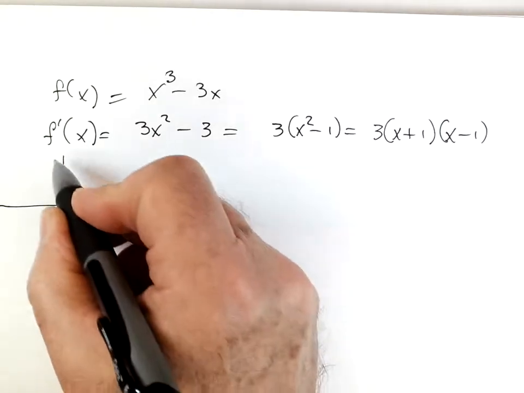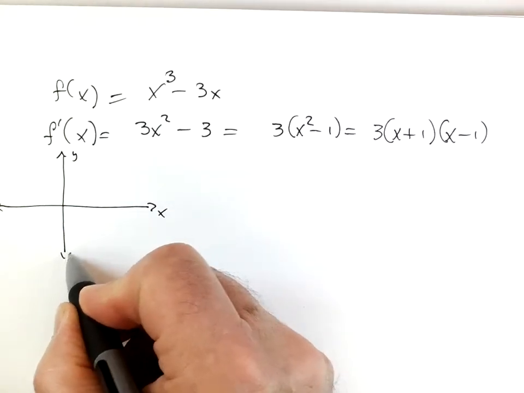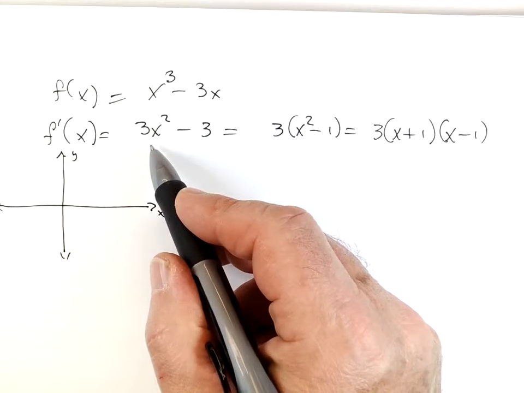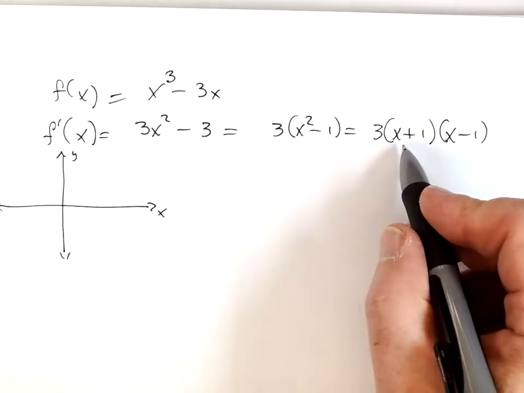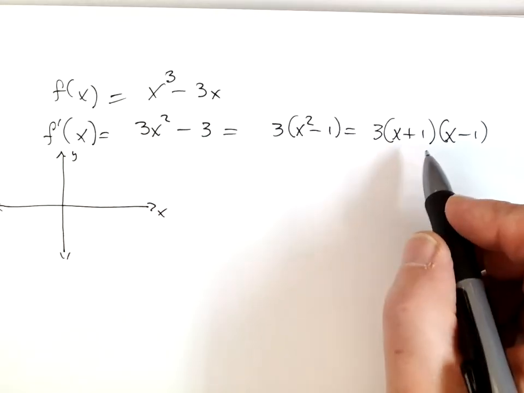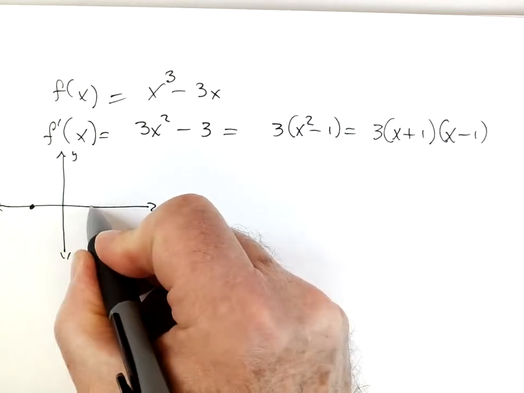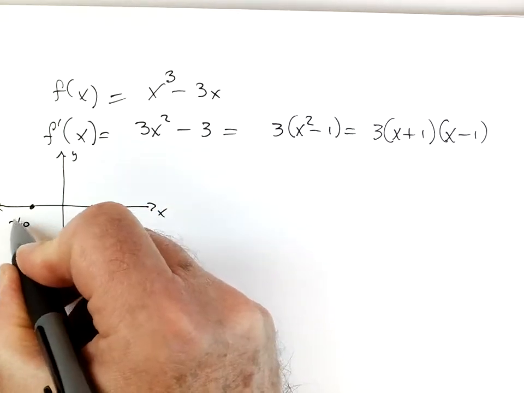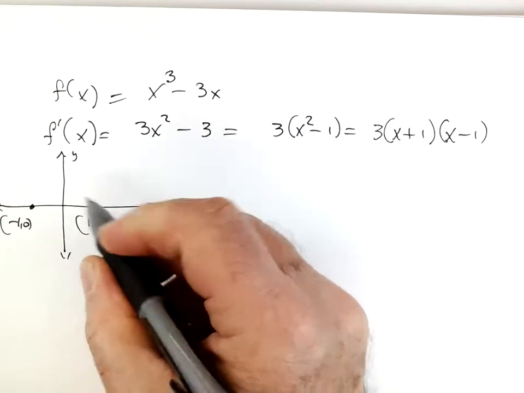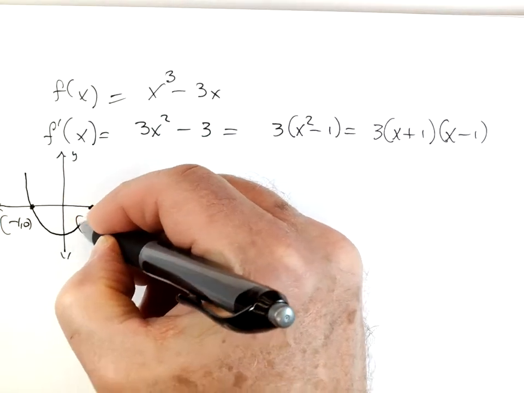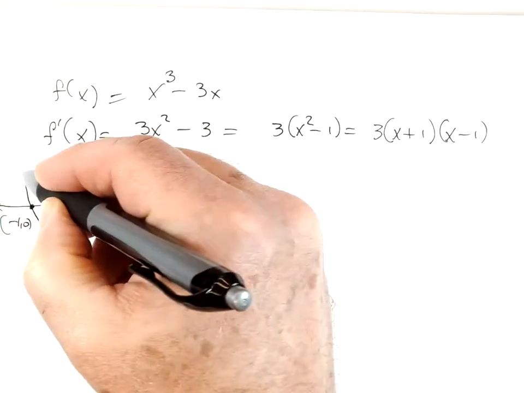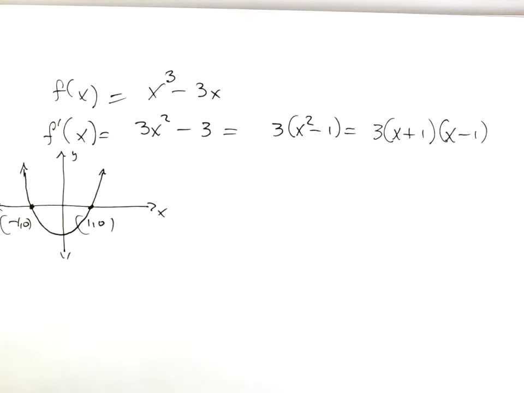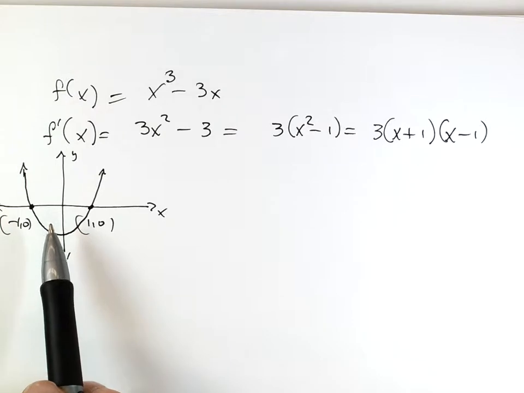What we have here is a second degree equation. It's a parabola. It's concave up. It has zeros at -1 and 1. This is what I recommend you do, because just by looking at the graph now, you know where that first derivative is positive.